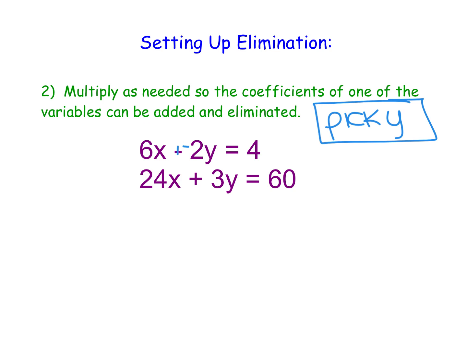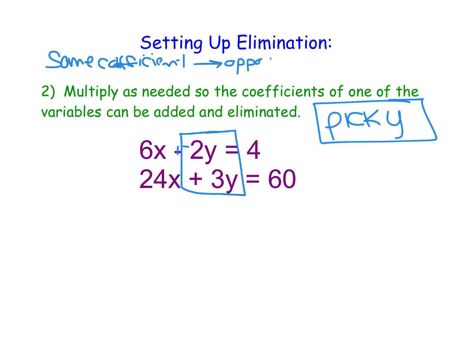Then this next part here is kind of like finding a common denominator. We're going to focus on y, and our goal is to get these two y values to have the same coefficient, just with opposite signs, so that when they are added together, they will eliminate and become 0.